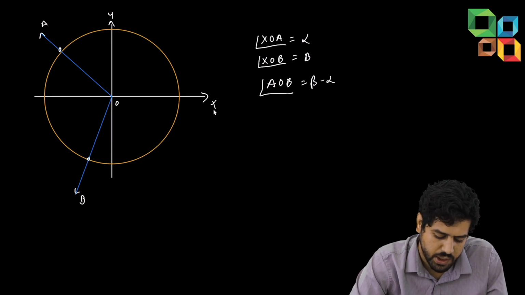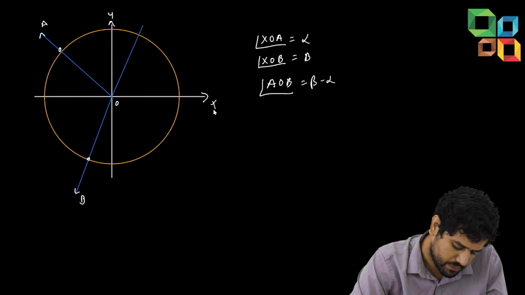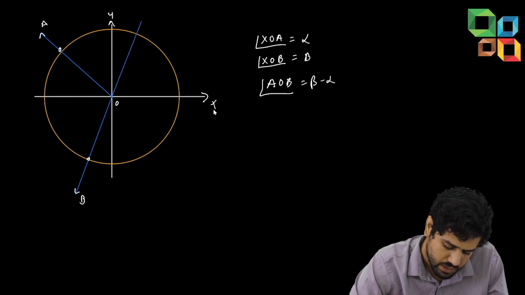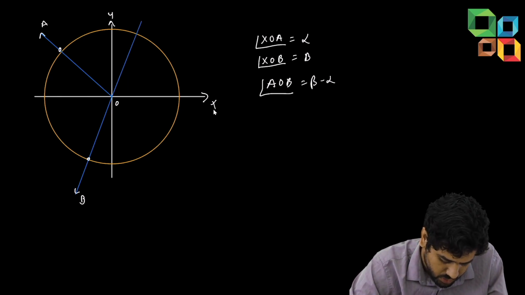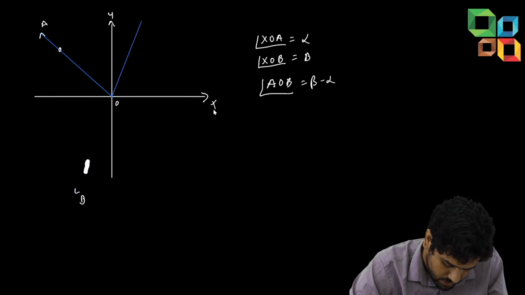So now I'm going to take a third ray such that, actually, it doesn't look acute. Let me try and make this acute.